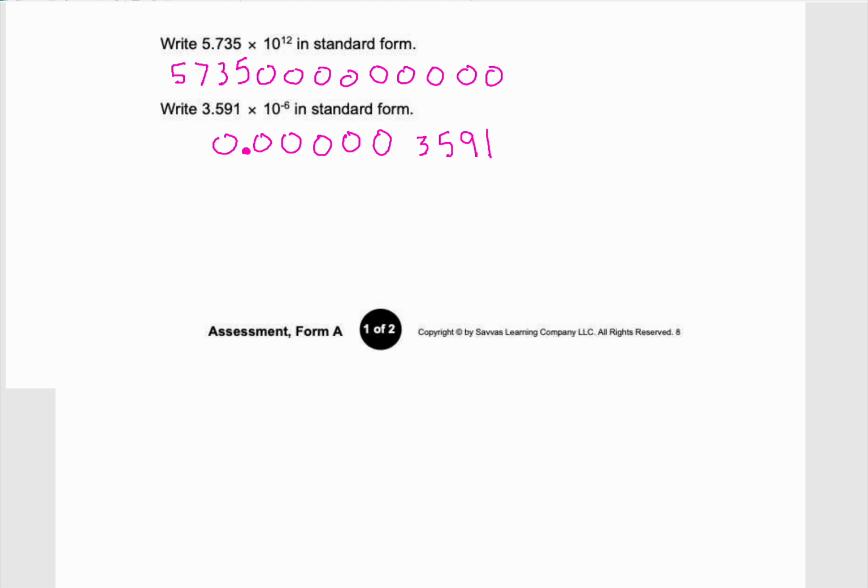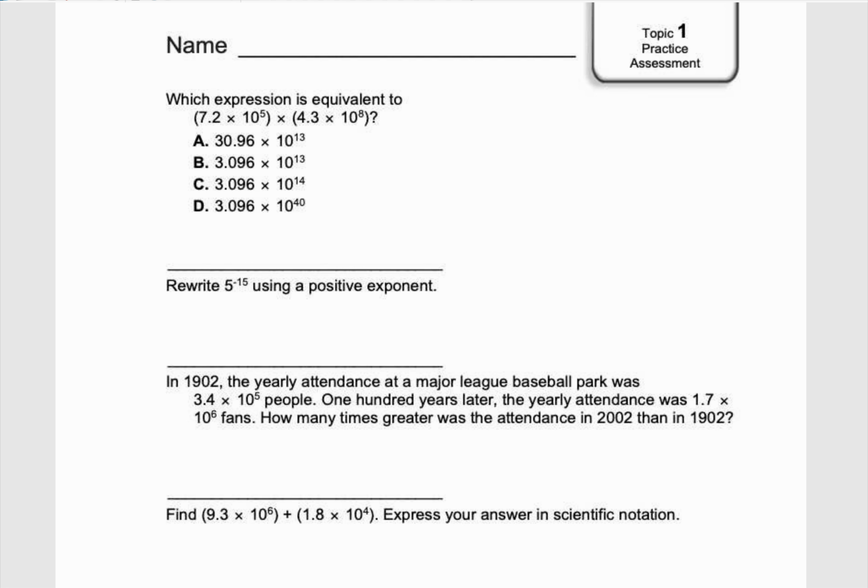Everybody good on the front page? Page 2. Oh boy, we got to multiply. So when we multiply, and I think there's just a couple of these on here, which expression is equivalent to 7.2 times 10 to the 5th times 4.3 times 10 to the 8th?